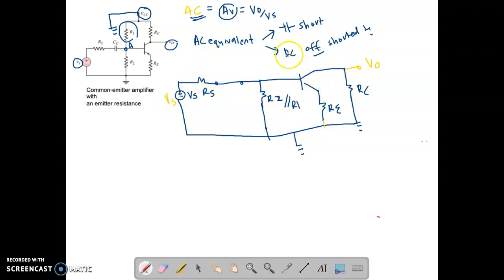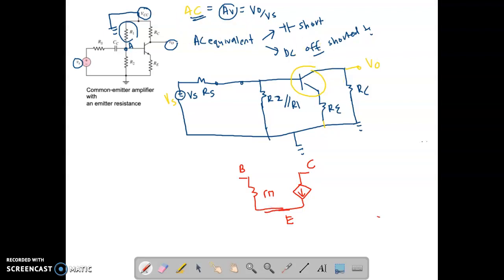Okay. So after you change this to the AC equivalent circuit, you need to change this BJT to the hybrid pi model. So we have three lines here. How do you remember this? B, E, and C. In between B and E, we have r pi. In between C and E, you have a current source.